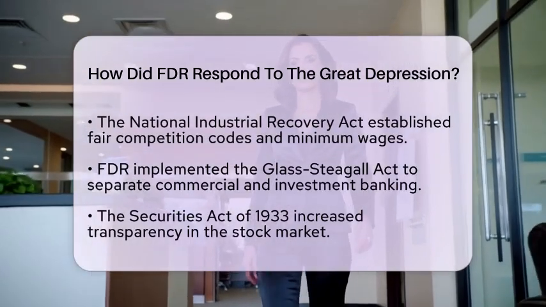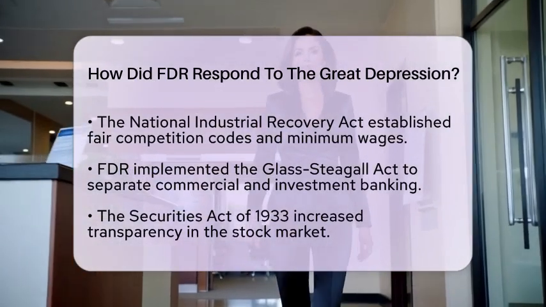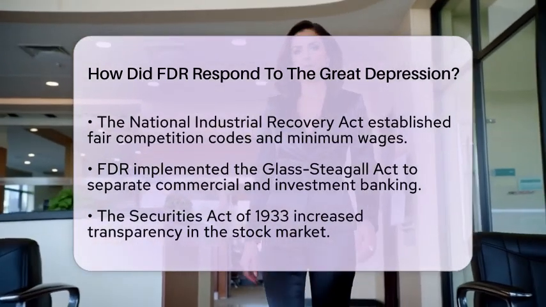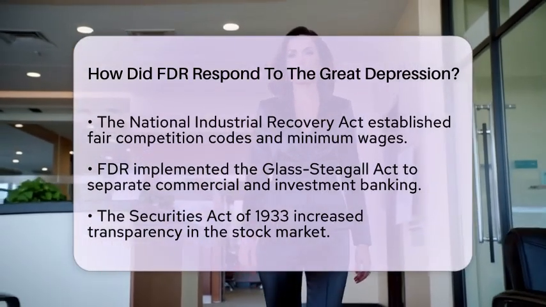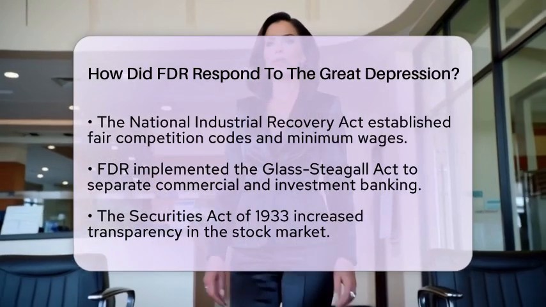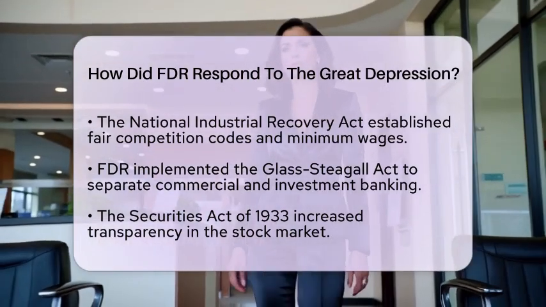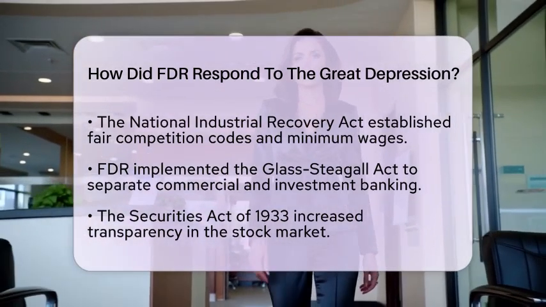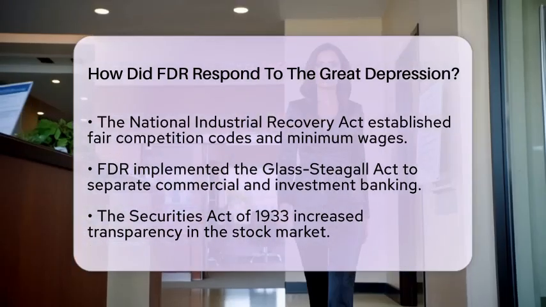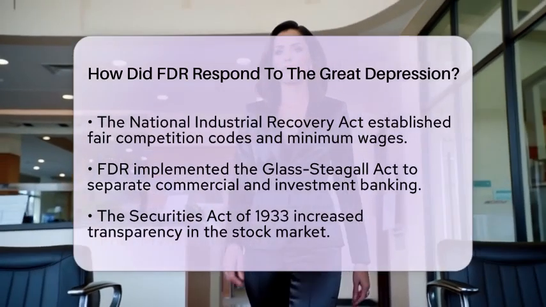On the reform side, FDR introduced regulations to tackle the root causes of the economic crisis. The Glass-Steagall Act separated commercial and investment banking to reduce risks. The Securities Act of 1933 increased transparency in the stock market. Additionally, the Social Security Act provided a safety net for the elderly and unemployed, which helped reduce the risk of future economic shocks. FDR's approach was practical.